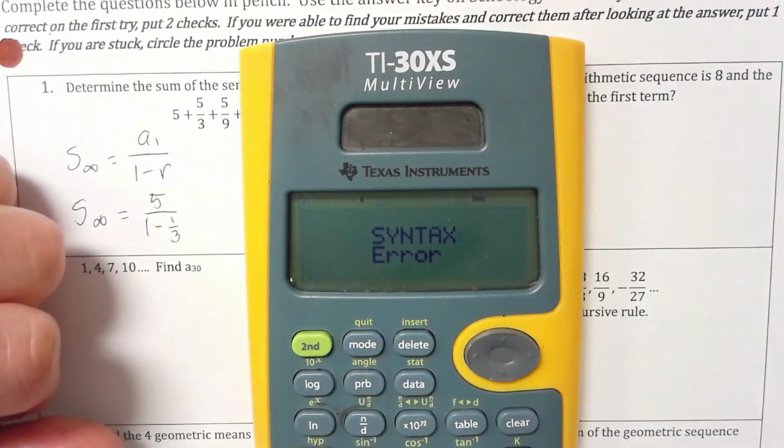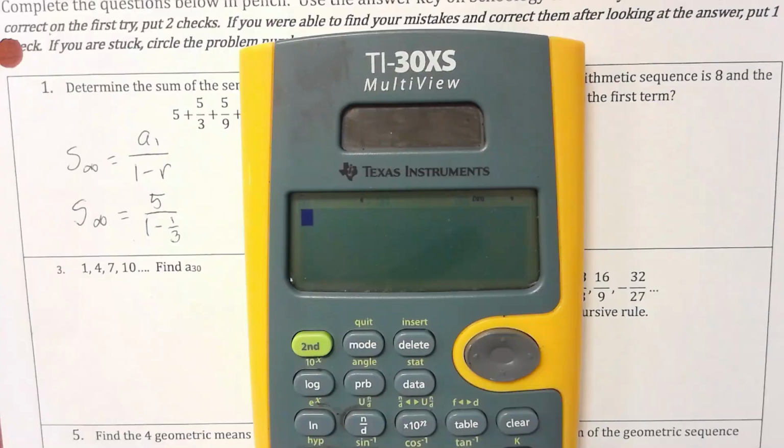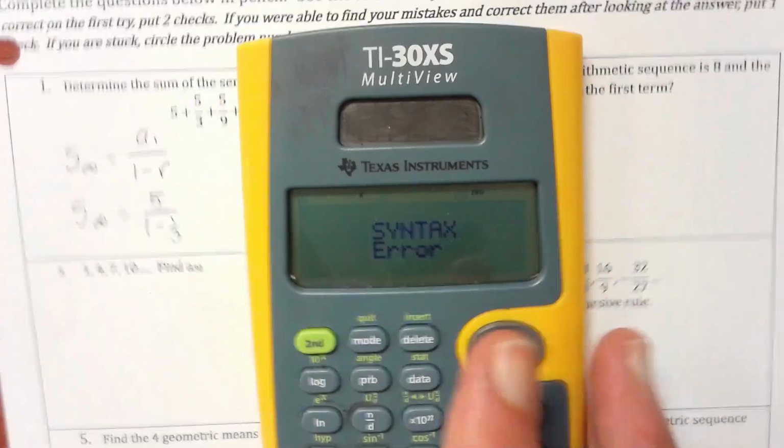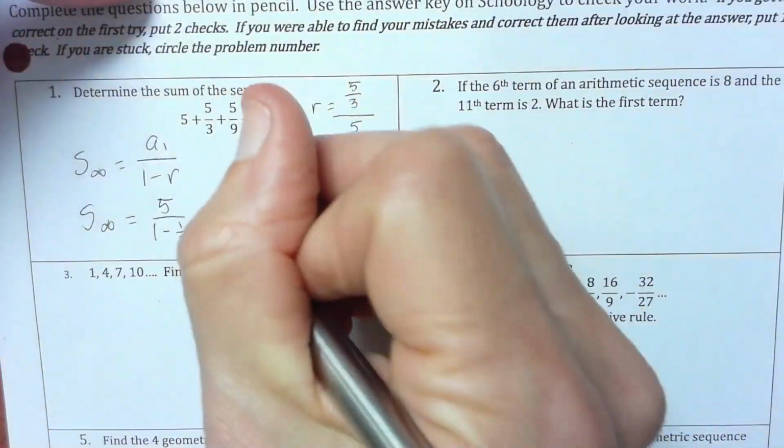Let's pause this. Okay, I'm going to try one more time here. And then I'm going to do it without the calculator, which would just be easier anyway. We're just dividing two fractions. I'm not going to worry about the calculator.